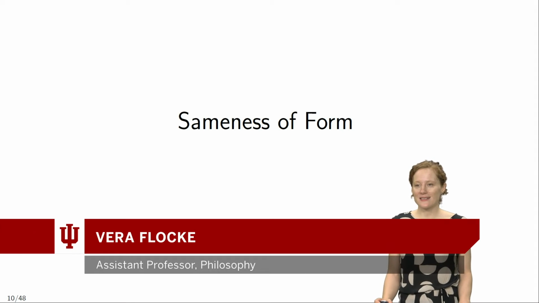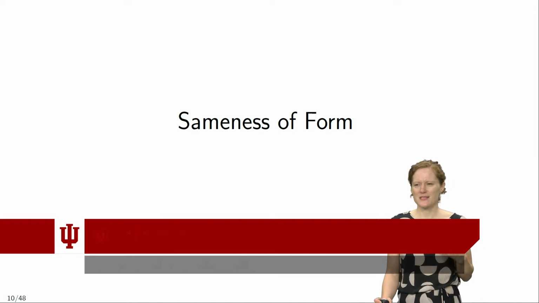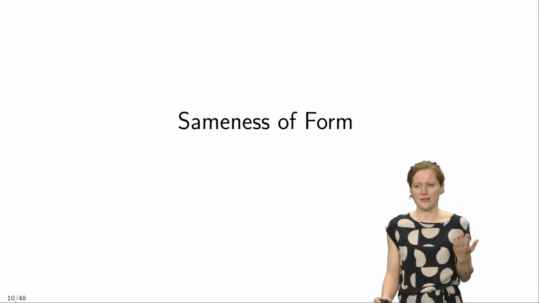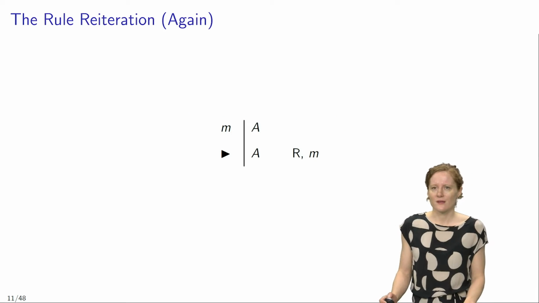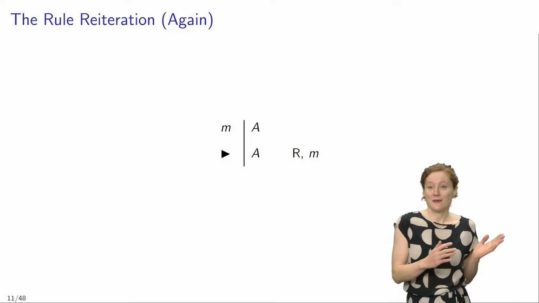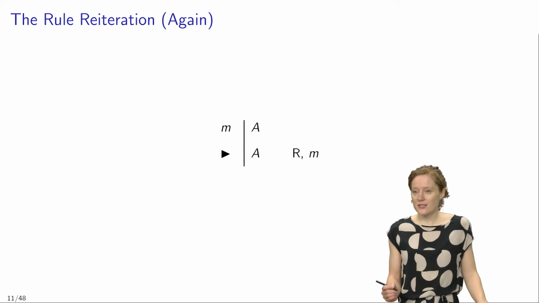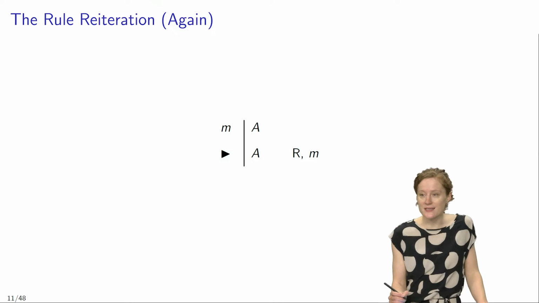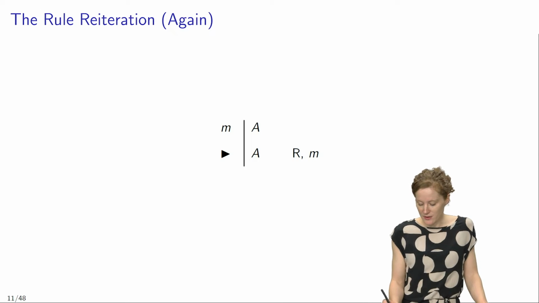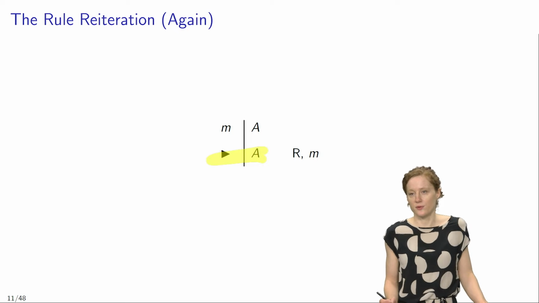A very important skill in the construction of formal proofs is the ability to identify sentences of the same form. So what is that? When are sentences of the same form? In the last part of the lecture, we talked about the rule reiteration. And I told you that the rule reiteration allows you to simply repeat a sentence. So for example, it allows you to repeat the sentence A if you had the sentence A at an earlier point in your proof.